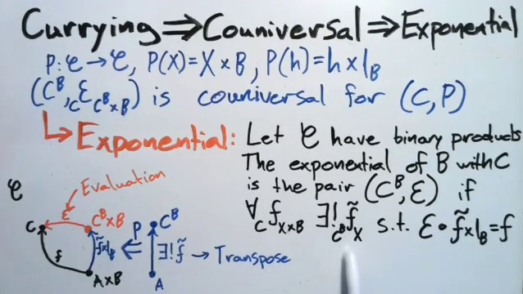There needs to be a unique F tilde here, or a unique transpose. And so there definitely are categories where exponentials will not exist. And so let's look at one example now.